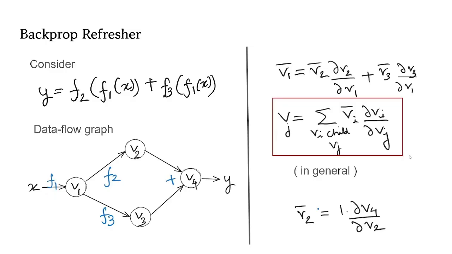And this sets a key equation for us in backpropagation. It's also sometimes called the backprop equation. So here, if you were to look at the quantity v2 bar: v4 bar is 1 because it's a dummy variable. So we should have 1 here times the local partial derivative of v4 with respect to v2. And even this quantity is 1 because it's a summation.